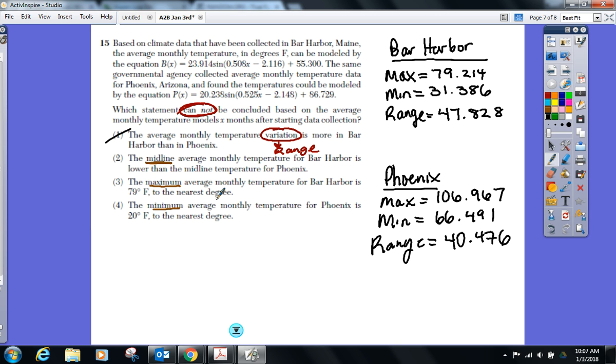The midline, remember where we found the midline? Midline's another name for the shift. Is the shift in Bar Harbor lower than the shift in Phoenix? Not circling it. We're looking for the false one. The maximum temperature in Bar Harbor is about 79. Not circling it. We want the false one. The minimum in Phoenix is about 20. No, we found the false one.